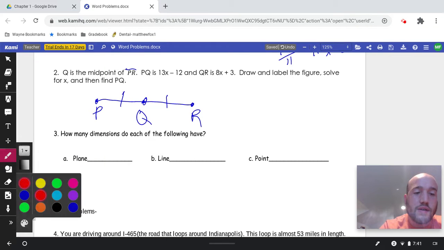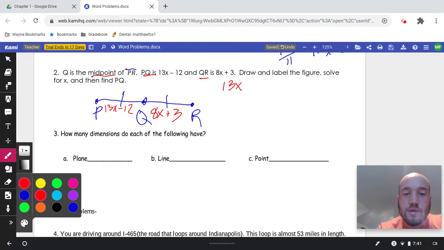Now I'm going to label it right here: PQ is 13x minus 12. And on the other side, QR is 8x plus 3. The key thing is we don't know what the whole thing adds up to, but we know those are the same. Because it's the midpoint, Q is right in the middle, so these two sides are equal. So I can set up another Algebra 1 problem. And from here, we just need to do some algebra.